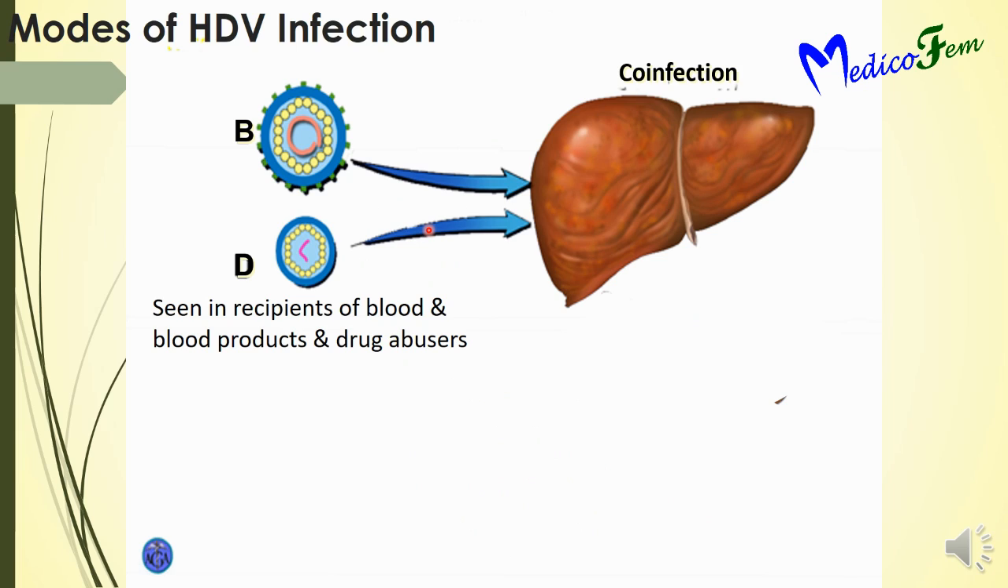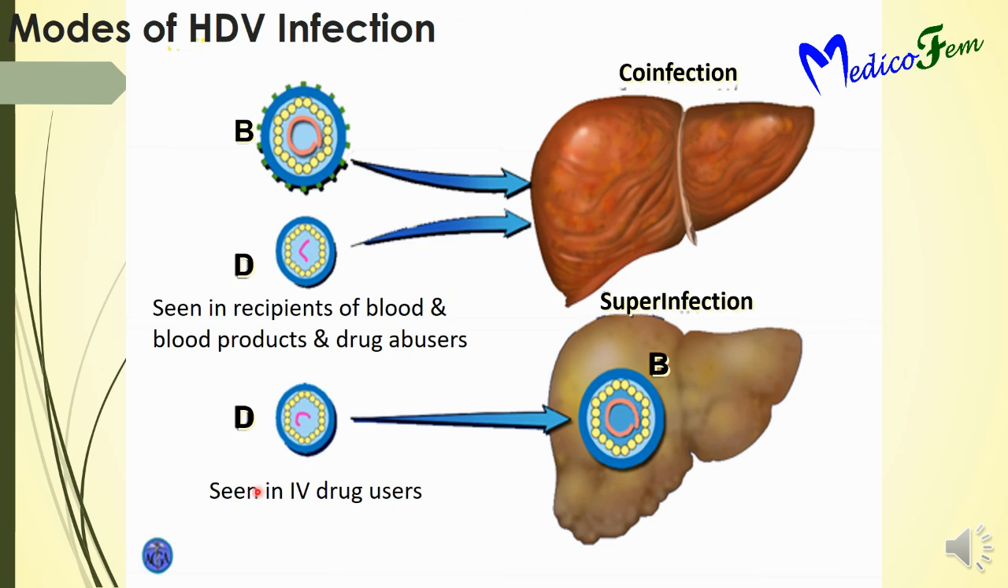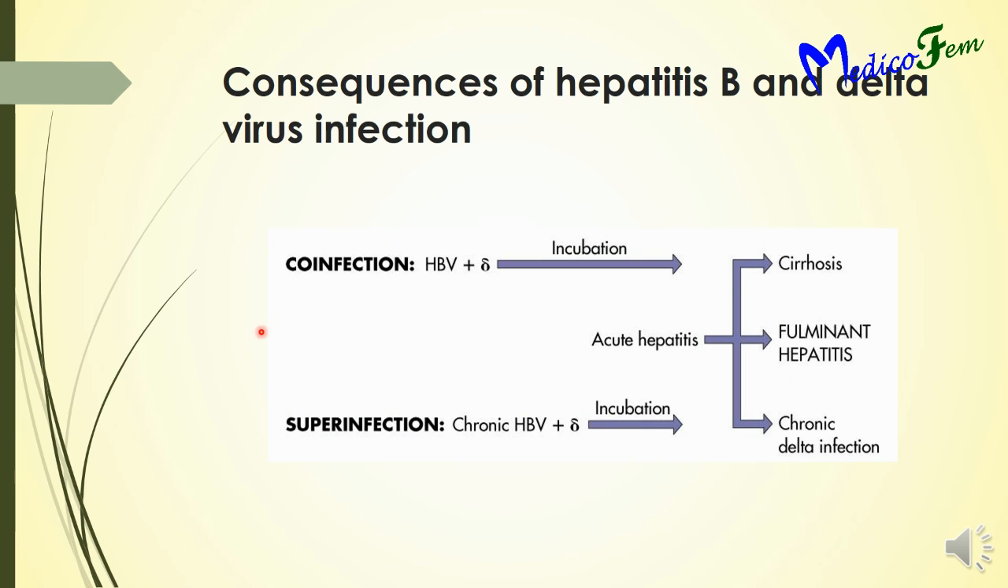There are two modalities of transmission of hepatitis D virus infection. Either hepatitis B and D virus can infect simultaneously, which is known as co-infection, or hepatitis D virus can infect a hepatitis B carrier subject, which is known as super infection. Super infection is more common in IV drug users, while co-infection is more seen in blood product recipients or drug abusers. In co-infection, cirrhosis is more common, and in super infection, the patient goes into a chronic delta infection state.